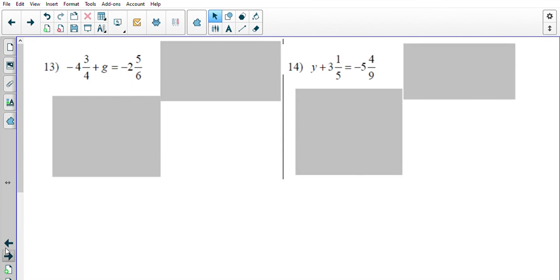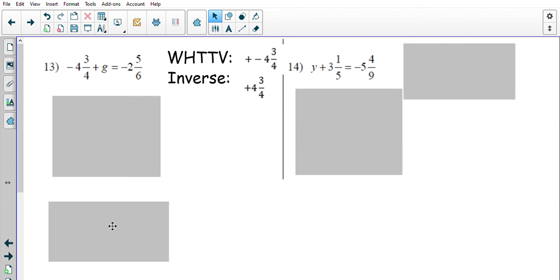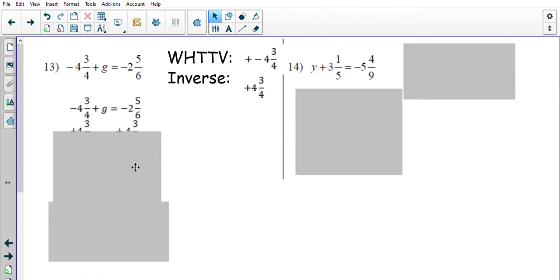All right, last two before I give you a little bit of independent practice to finish this video. We've got negative 4 3/4 plus G equals negative 2 5/6. What's happening to the variable is we're adding negative 4 3/4. The inverse of that is to add a positive 4 3/4. So you're going to see that I'll do plus 4 3/4 to both sides. The 4 3/4 on the left-hand side will cancel out, leaving you with G.